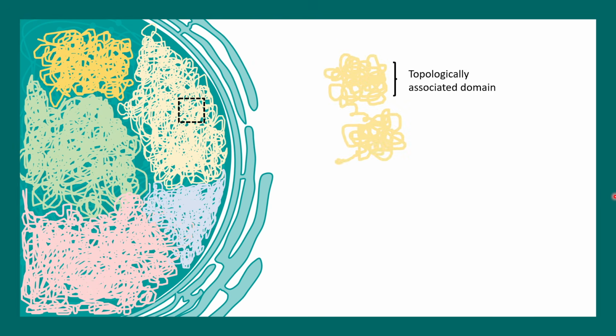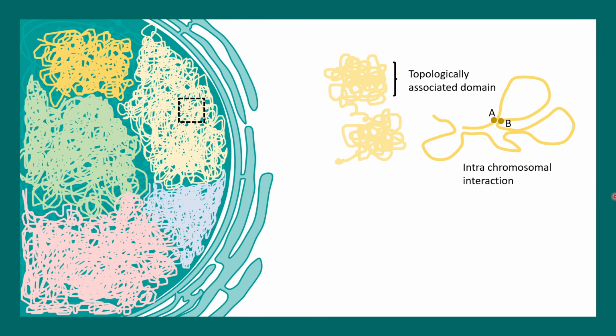Still it is 2D, but imagine this to be a 3D space. So obviously there are many domains which are closely related. These are known as topologically associated domains. In this convoluted structure, there could be two regions which are close to each other, and there could also be another region which is far from each other.